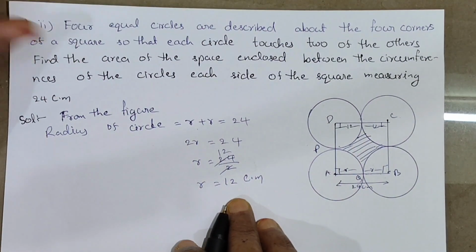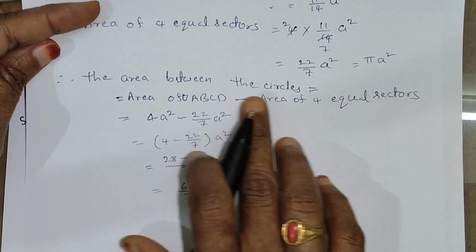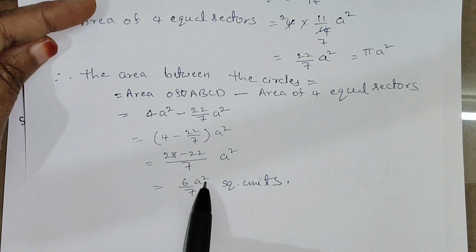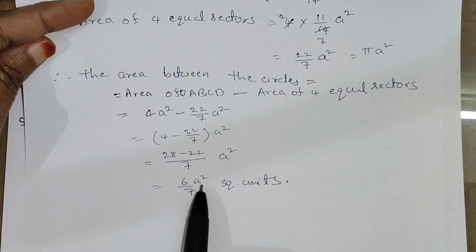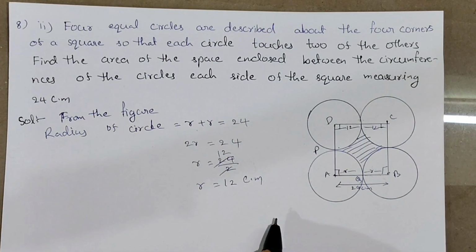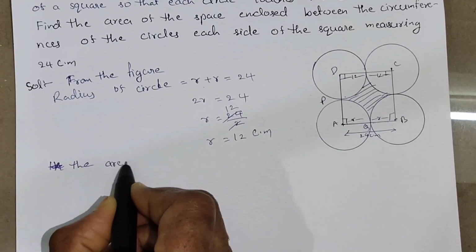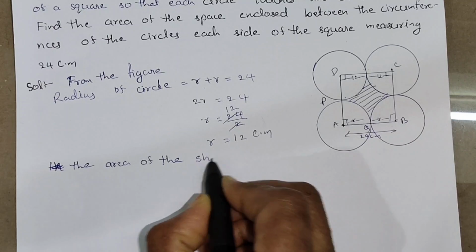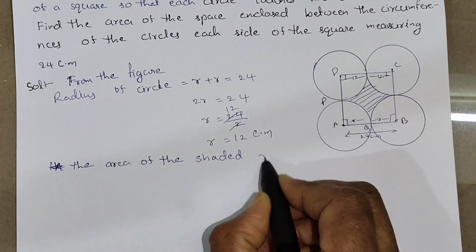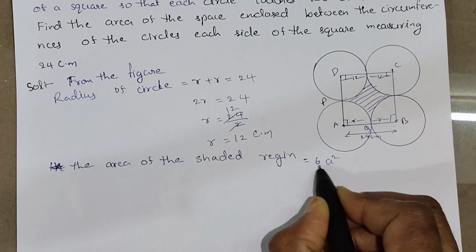So now from the before sum, the 8th problem, the same method. Here the total area between the circles is 6a square by 7, where a is the radius. We can directly use this formula. The area of the shaded region is equal to 6a square by 7.